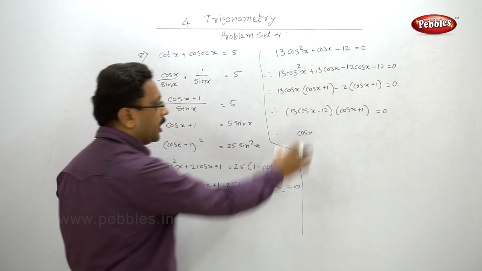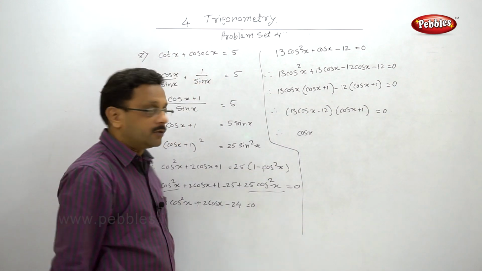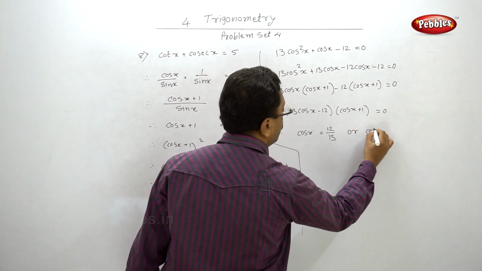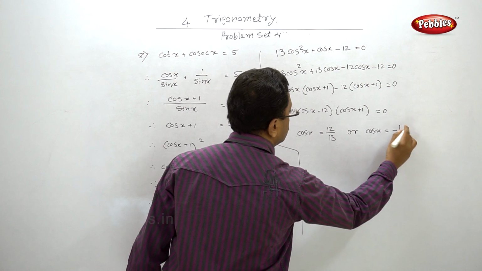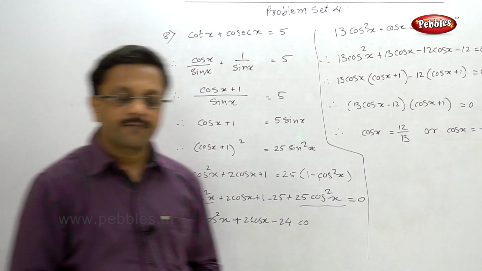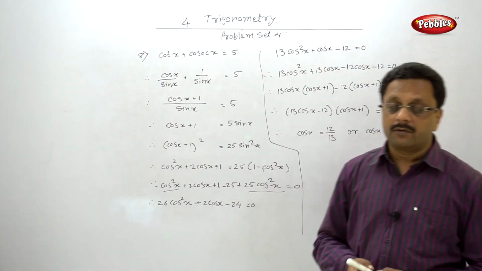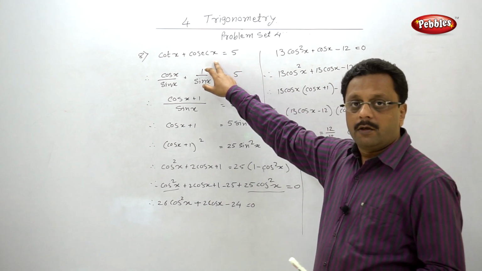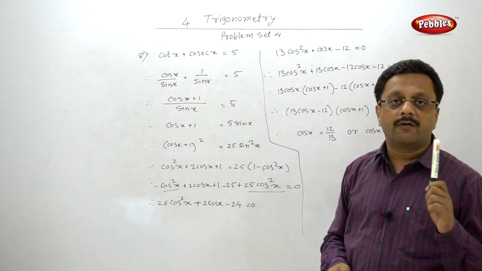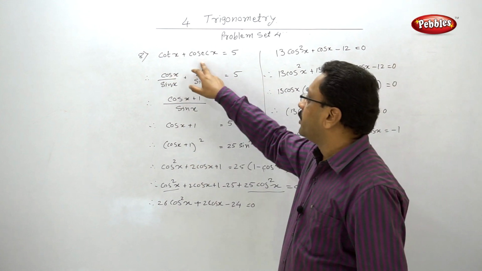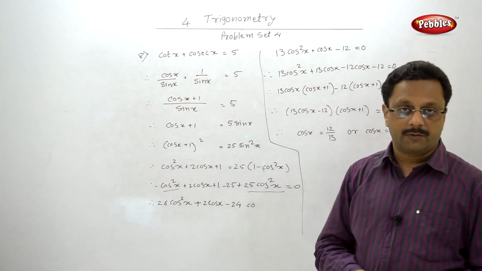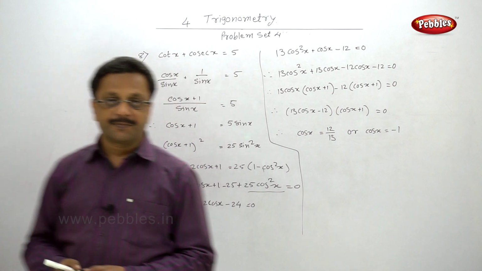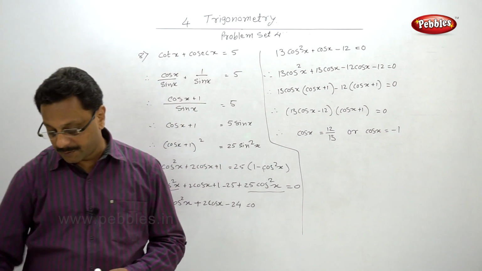Now we can equate both. Either this bracket is equal to 0 or this bracket equal to 0. So either we have cos x equal to 12 by 13 or we have cos x equal to minus 1. Very simple. Only thing, again a quadratic equation, the reference from algebra, and you have to understand how to solve this. Since we have been asked to find the value of cos, I am substituting cot and cosec by sin and cos. And then just go on solving this, you will get the answer. Correct? Let us solve the next example.